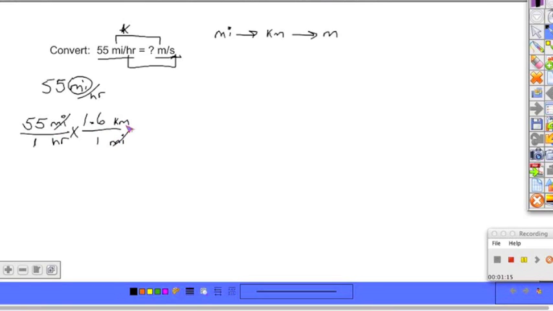Now I'm in kilometers per hour. Still not what I want to finally get to. I need to cancel my kilometers and go to meters. Knowing that there is 1,000 meters in 1 kilometer, I plug in my conversion factor. Now kilometers cross off. Now I am in the unit of meters per hour. Meters is what I was asked to solve for, so far so good.